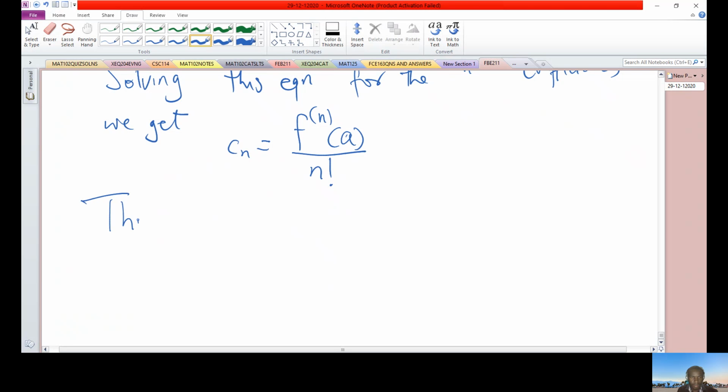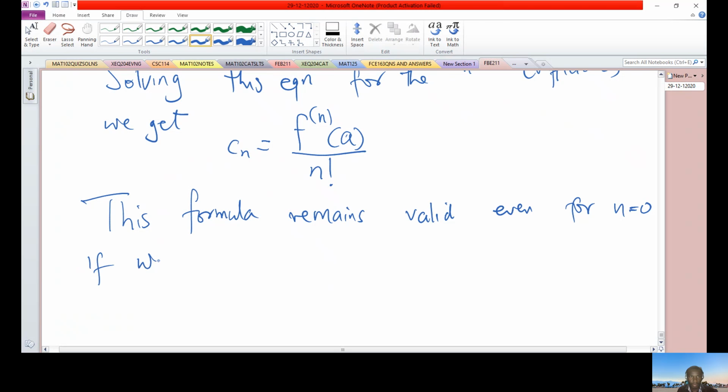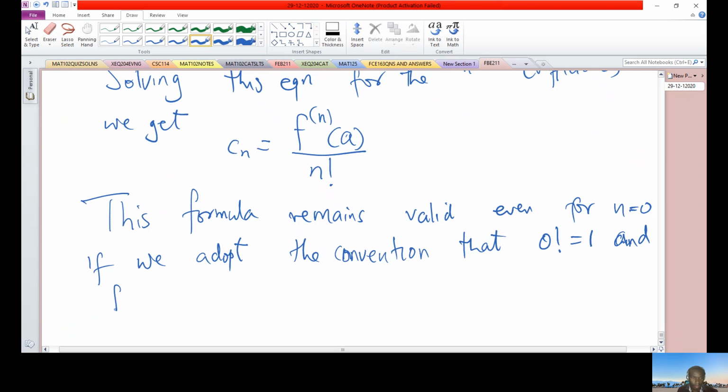So this formula remains valid even for n equals 0 if we adopt the convention that 0 factorial equals 1 and the 0th derivative of a function is the function itself.